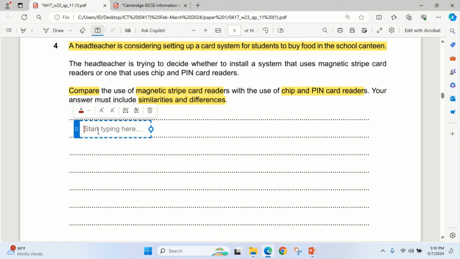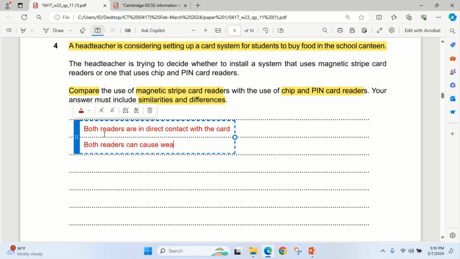For the similarity, I start by saying both readers are in direct contact with the card, so they are not contactless. Another thing is that both readers can cause wear and tear. Why? As it's making contact on the card, it can cause wear and tear. Another one is that both are input devices. Okay, take note of that.